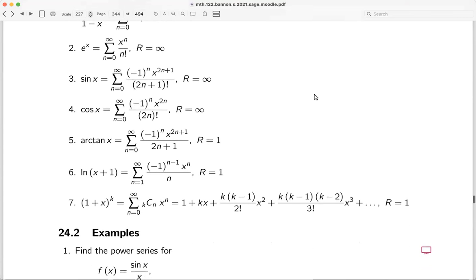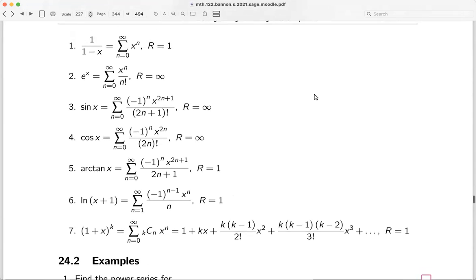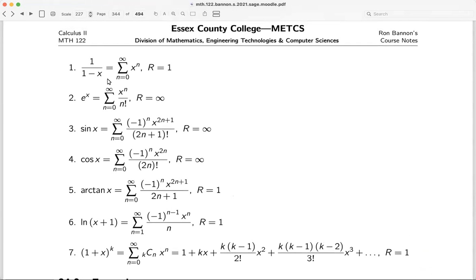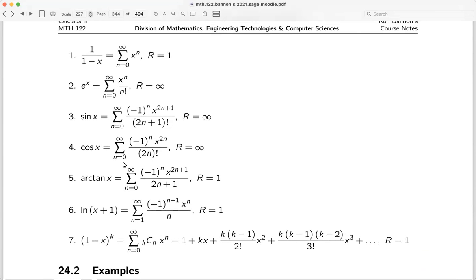Okay, you're seeing the notes now. We're in section 24. We're going to do the examples. I certainly want to encourage you to look at the series that we say you should know about. Certainly the geometric, that's been covered since Math 120. We did e to the x this semester. We did sine of x. We did cosine x. I'm going to say these first four probably should be known and remembered.